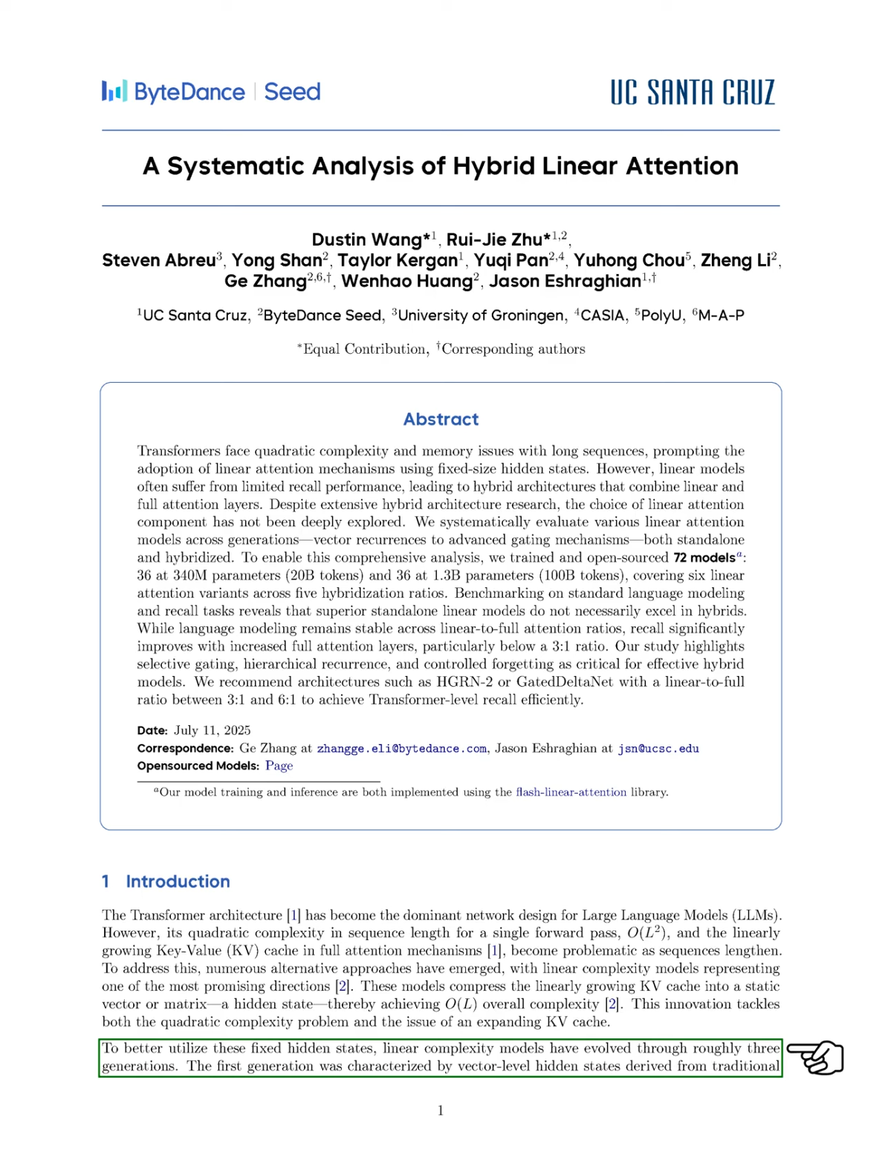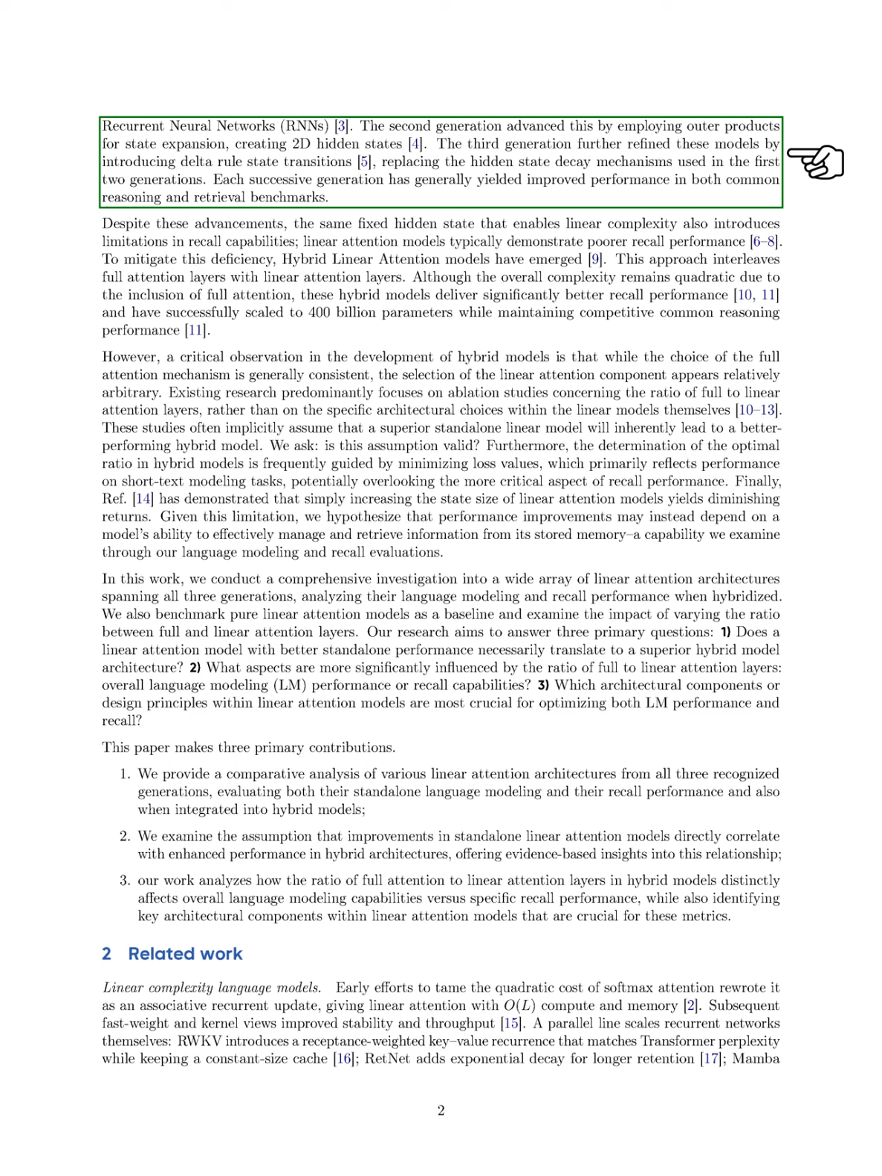The first generation used vector-level hidden states from traditional recurrent neural networks, RNNs. The second generation improved this by using outer products to create 2-dimensional hidden states. The third generation introduced delta rule state transitions, enhancing the models further. Each generation has generally shown better performance in reasoning and retrieval tasks.